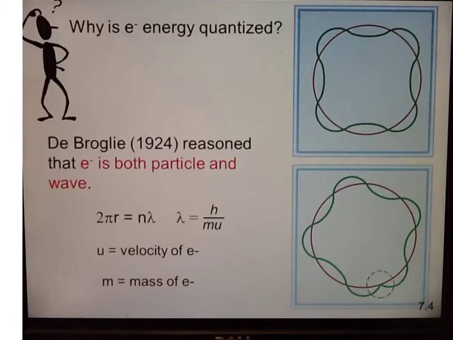It wasn't until about 1924 when a gentleman by the name of Louis de Broglie provided a solution to this problem. De Broglie reasoned that if light was behaving like a wave and a particle, so from studying the photoelectric effect we saw that light can behave like a wave and also like a particle, then perhaps electrons could also act like a wave and a particle at the same time. So according to de Broglie, an electron bound to the nucleus behaves like a standing wave.